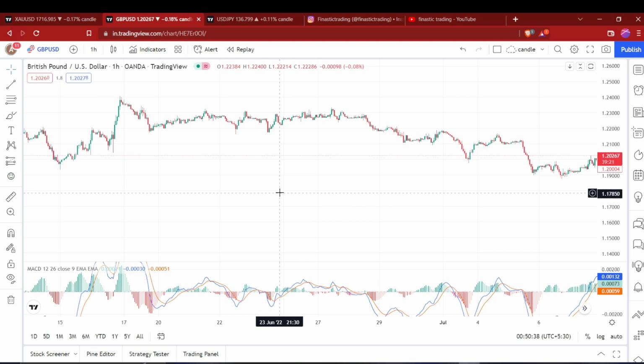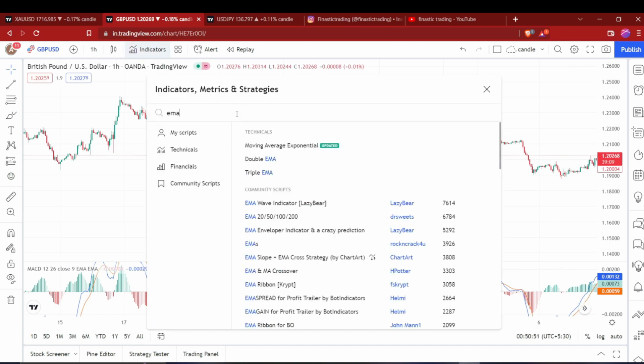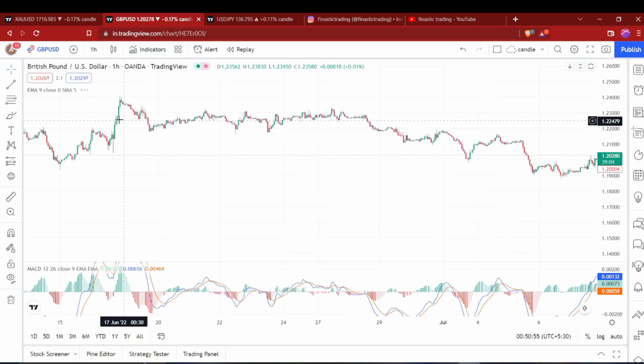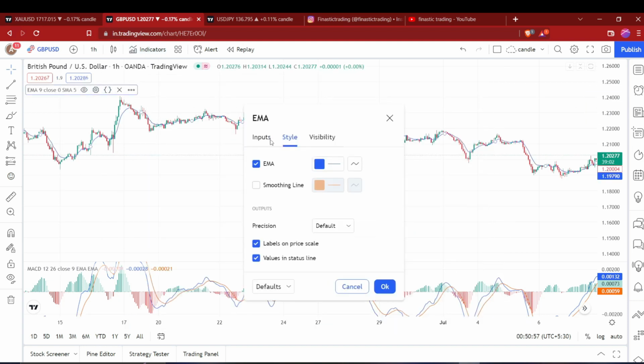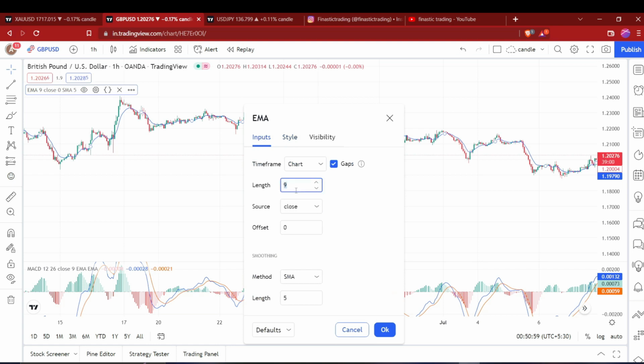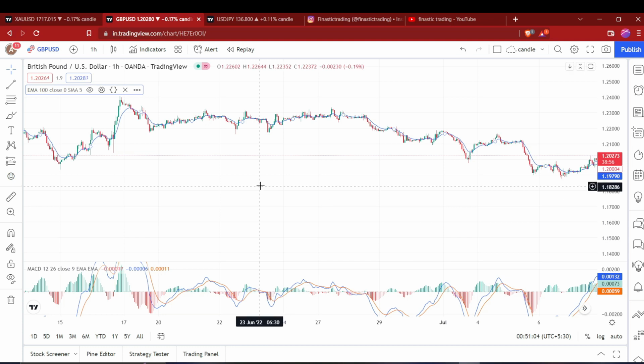So there are two ways which we are going to learn. One is for beginners and one is for advanced traders. For beginners, what you need to do is firstly apply the indicator as shown here and then apply the EMA, moving average exponential. Go to the settings, inputs, and set the length to 100.